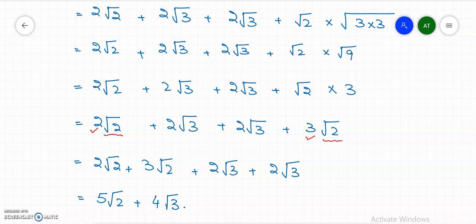I hope you understand how to express the radicals as mixed radicals, entire radicals, how to add them and how to multiply them.